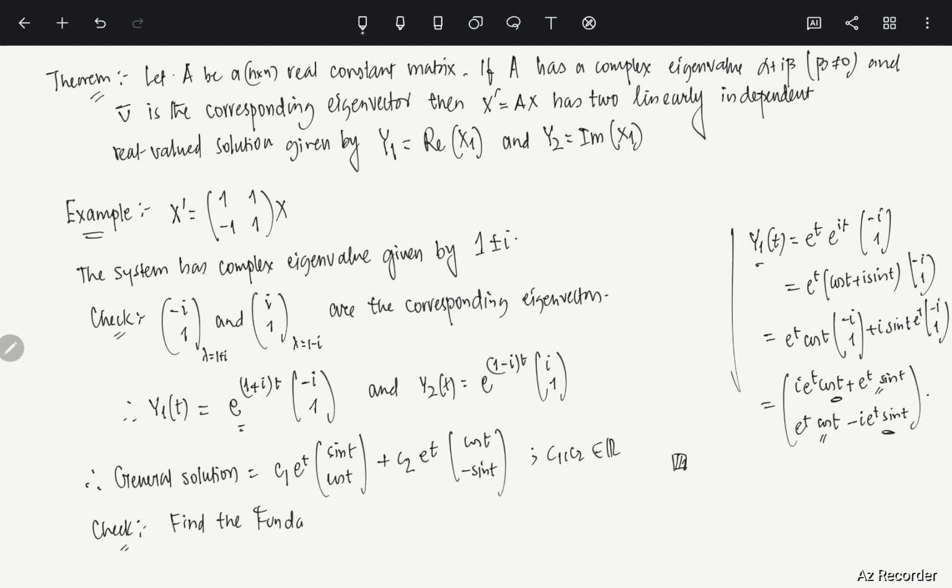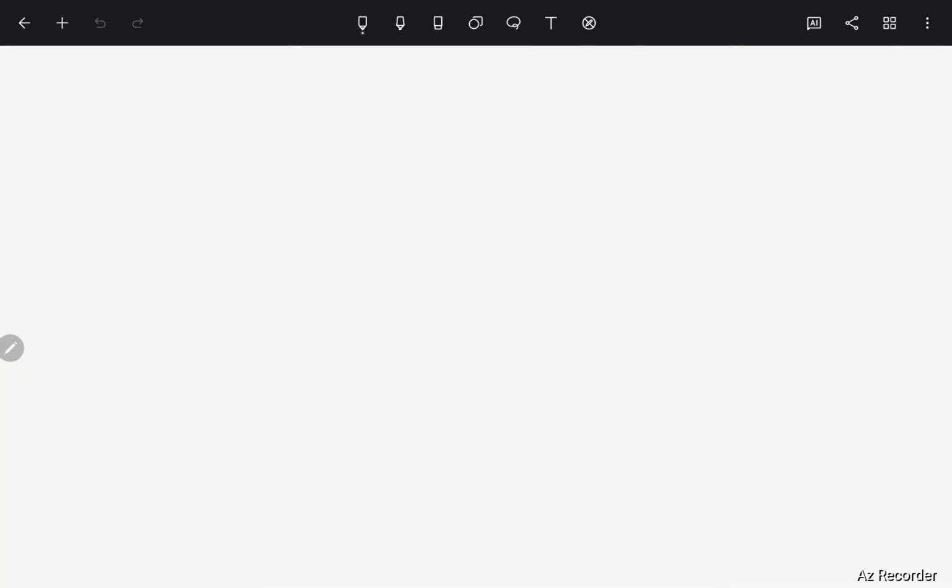of A. What is A? The matrix corresponding to this equation, which is 1 1 minus 1 1. So I'm not writing this. You find the fundamental matrix for this system. Okay, so that's there, right? I hope this is fine.